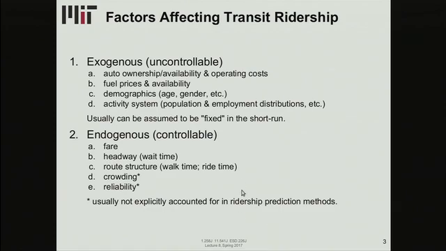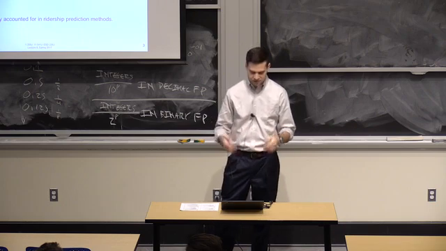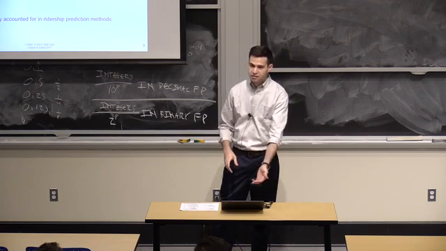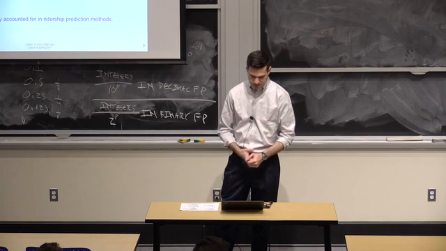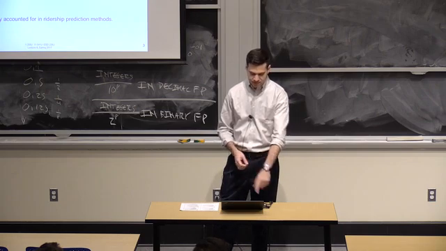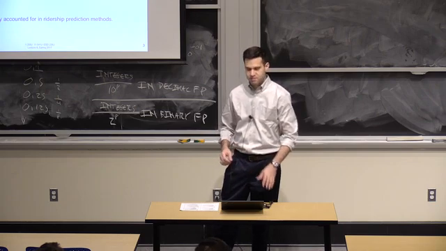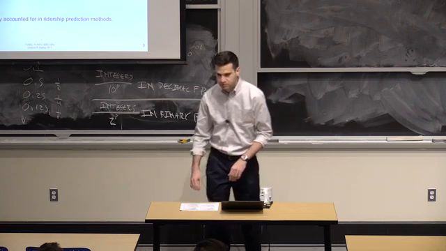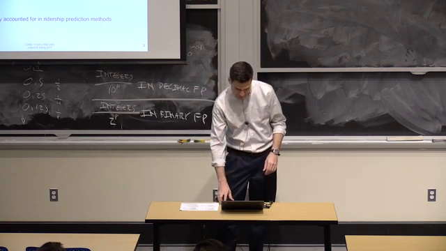Crowding and reliability are difficult to measure, especially reliability is difficult to measure without AVL, and crowding is difficult to measure without APC, right? So usually these things are not accounted for in ridership prediction models. If you look at practice, these things are often excluded. They are important though, so they do affect demand. Reliability has a big impact on demand, according to revealed preference studies.